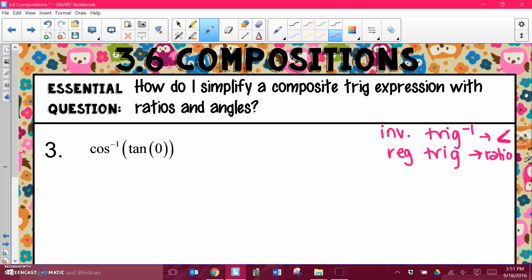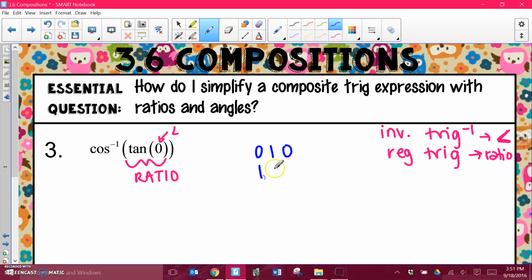So if I'm looking at this one, this is tan of 0. So this is giving me an angle measure. That's an angle in there, and I'm trying to find a ratio. Okay, it's a regular trig function. I want to know what is the tangent of 0 degrees or 0 radians. So I can either use my unit circle or I can use my chart.